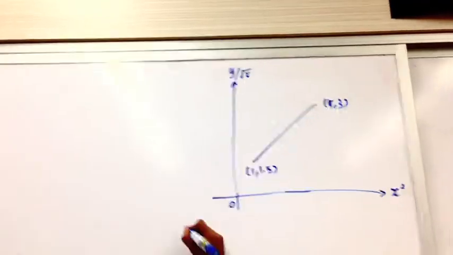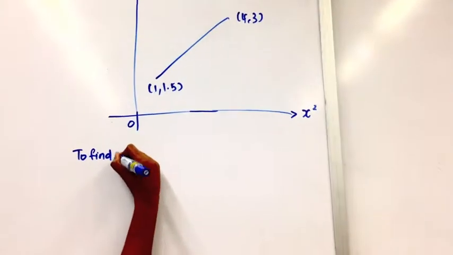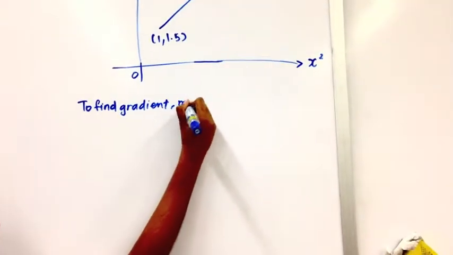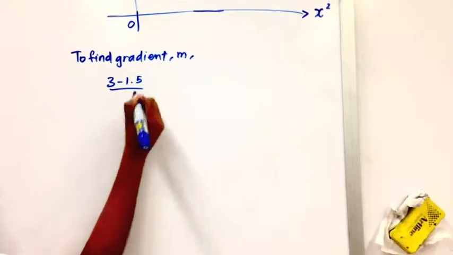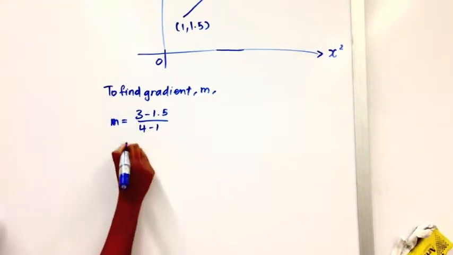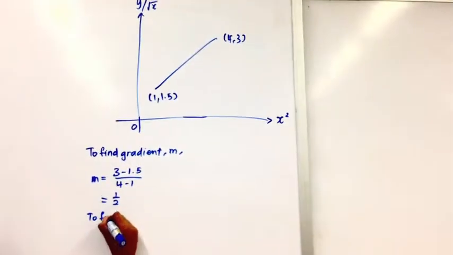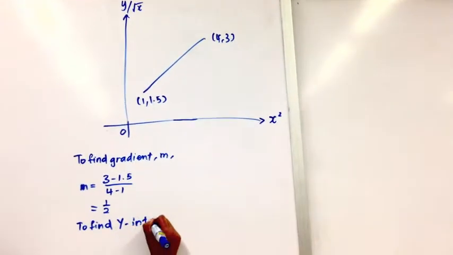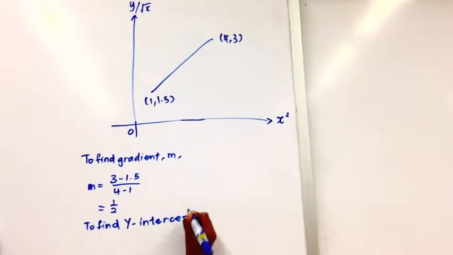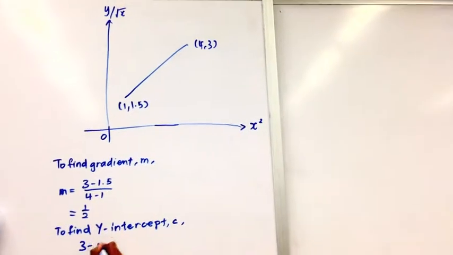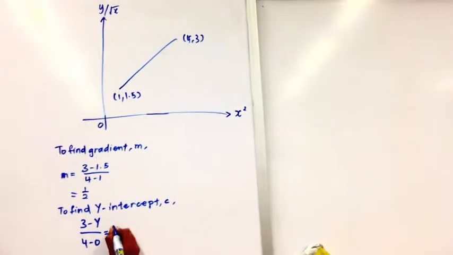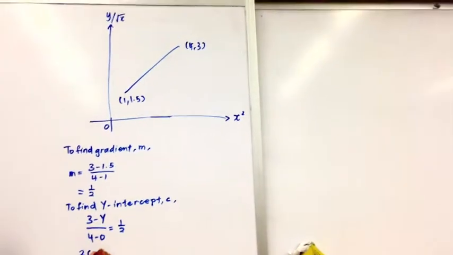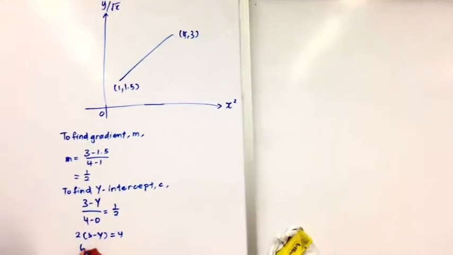How about this? From the diagram, express y in terms of x. We start by finding the gradient m and the vertical intercept c of the linear graph. By using the gradient formula y2 minus y1 over x2 minus x1, we see that the gradient is half. We can use the gradient formula again to find the vertical intercept, which is 1. Hence, the linear graph has the function y over root x equals half x squared.